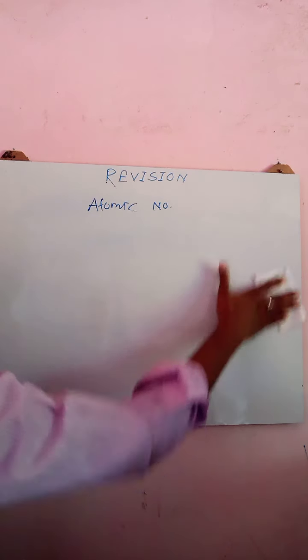Henry Moseley stated the modern periodic law. Modern periodic law states that the physical and chemical properties of the elements are a periodic function of their atomic number. It means in the modern periodic law, it has been stated that properties of the element will be dependent on its atomic number. Right? I hope you people are understanding.